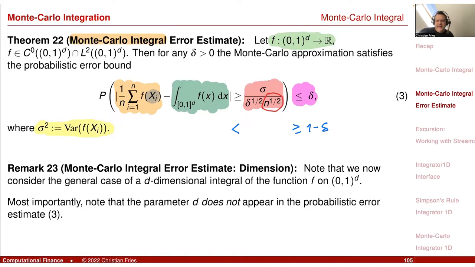Yeah, that's our result. And the really striking, important thing is that I just assumed here a function in d dimensions, but there is no dimension occurring in this estimate. So the error estimate doesn't care about the dimension. Okay, and that's a surprise. And hopefully we get some more intuition on this.